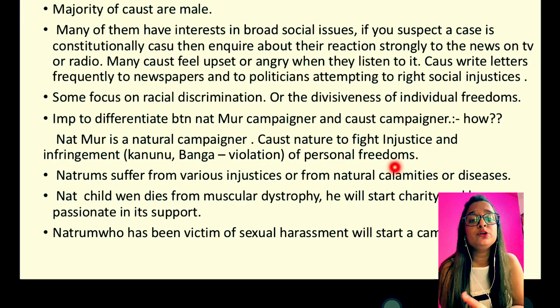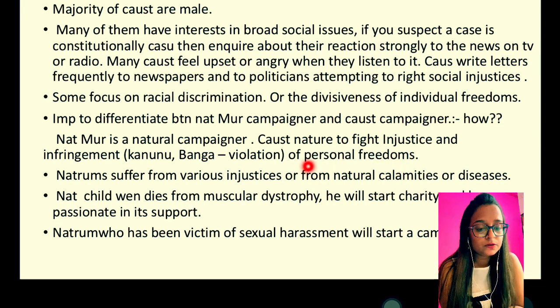Something bad happening to society, they cannot tolerate such news. So if there is racial discrimination, Causticum's nature is to fight injustice and infringement of personal freedoms.